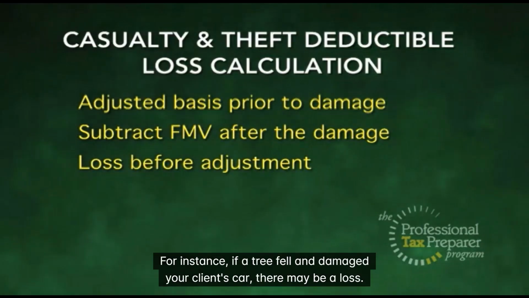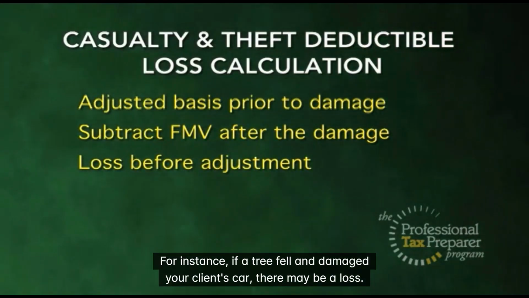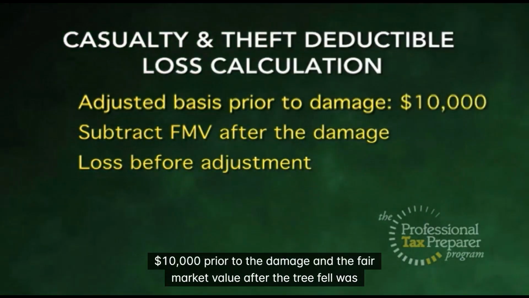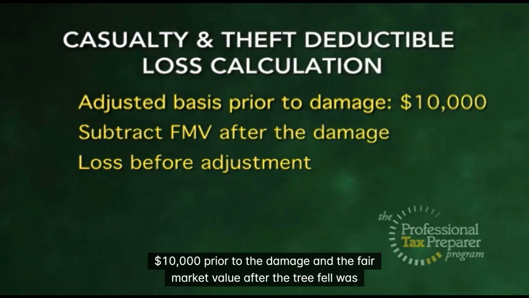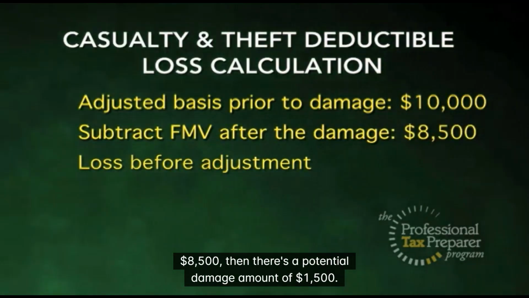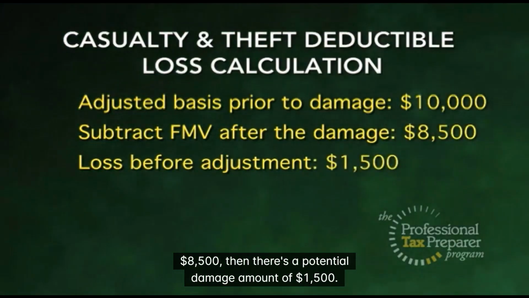For instance, if a tree fell and damaged your client's car, there may be a loss. If the adjusted basis of the car was $10,000 prior to the damage, and the fair market value after the tree fell was $8,500, then there's a potential damage amount of $1,500.